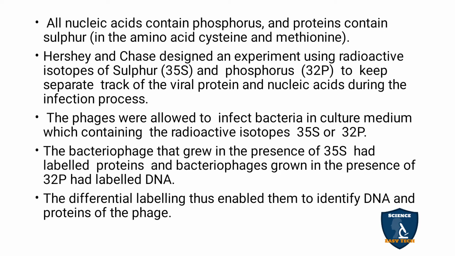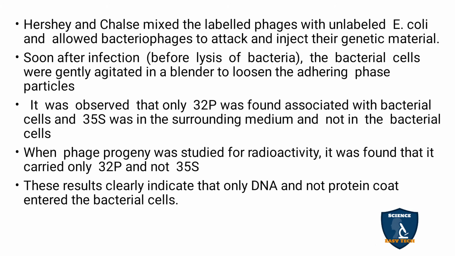The phages were allowed to infect bacteria in culture medium containing the radioactive isotopes, 35S, that is sulfur 35, or 32P. The bacteriophage that grew in the presence of 35S had labeled proteins, and the bacteriophage grown in the presence of 32 phosphorus had labeled DNA. So the differential labeling enabled them to identify the DNA and proteins of the phage.